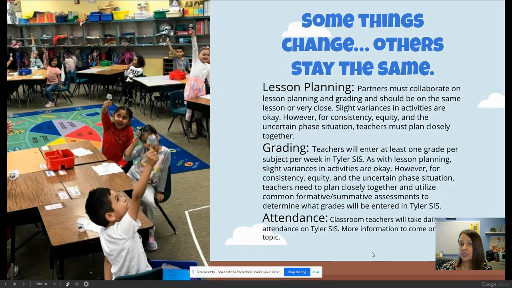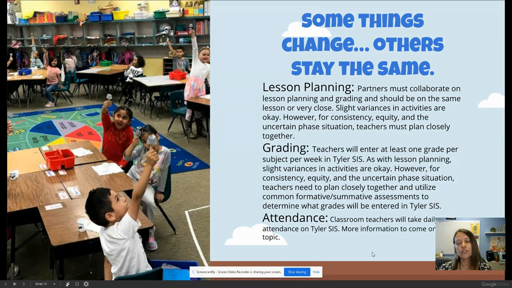Some things change, others stay the same. Lesson planning. Partners must collaborate on lesson planning and grading and should be on the same lesson or very close. Slight variances in activities are okay. However, for consistency, equity, and the uncertain phase situation, teachers must plan closely together.